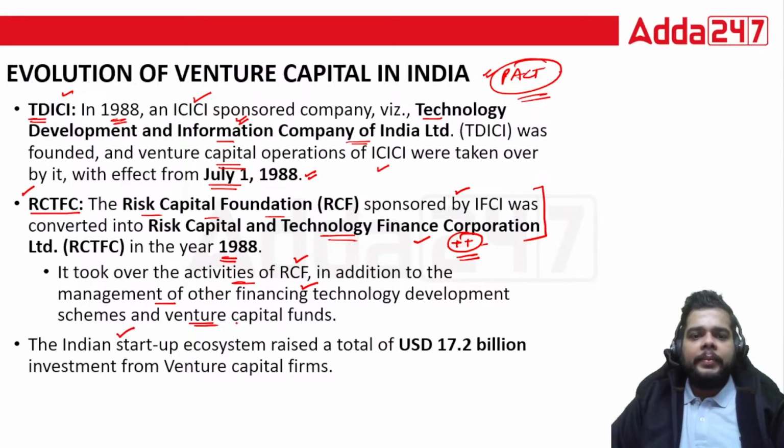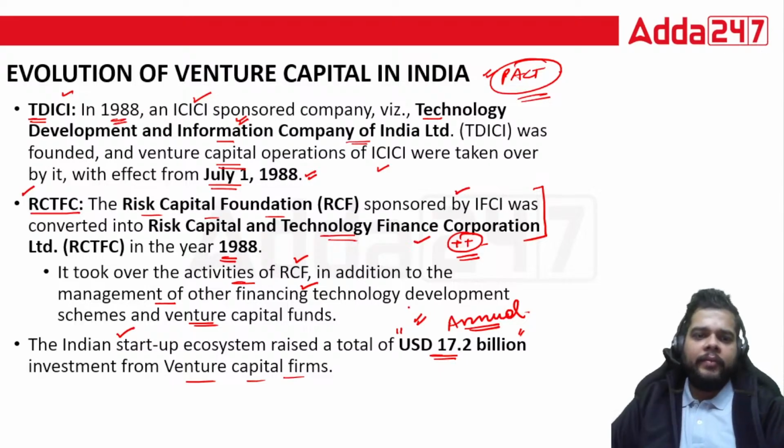The Indian startup ecosystem has raised a total of US dollar 17.2 billion annually. This is an annual figure of the last projection, I think, of investment from venture capital firms. So always remember this number. It can be asked by the IIBF what the latest number is when we talk about venture capital investment. So the number hovers around 17 to 18 billion US dollars.